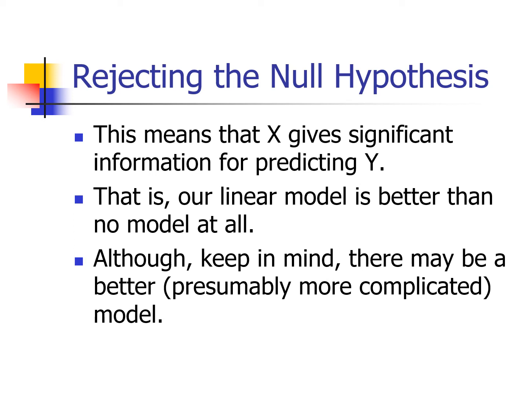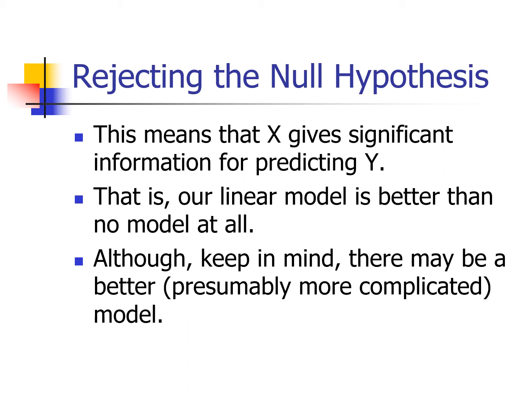Remember, when we do a hypothesis test, we're going to make one of two decisions. We're going to reject the null hypothesis. That's a kind of roundabout way of saying that we like the alternative. Or we could fail to reject the null hypothesis, which is an even more roundabout way of saying that you like the null hypothesis. If we reject the null hypothesis, that basically means that we think that x gives significant information in the prediction of y. Our linear model is better than no model at all.